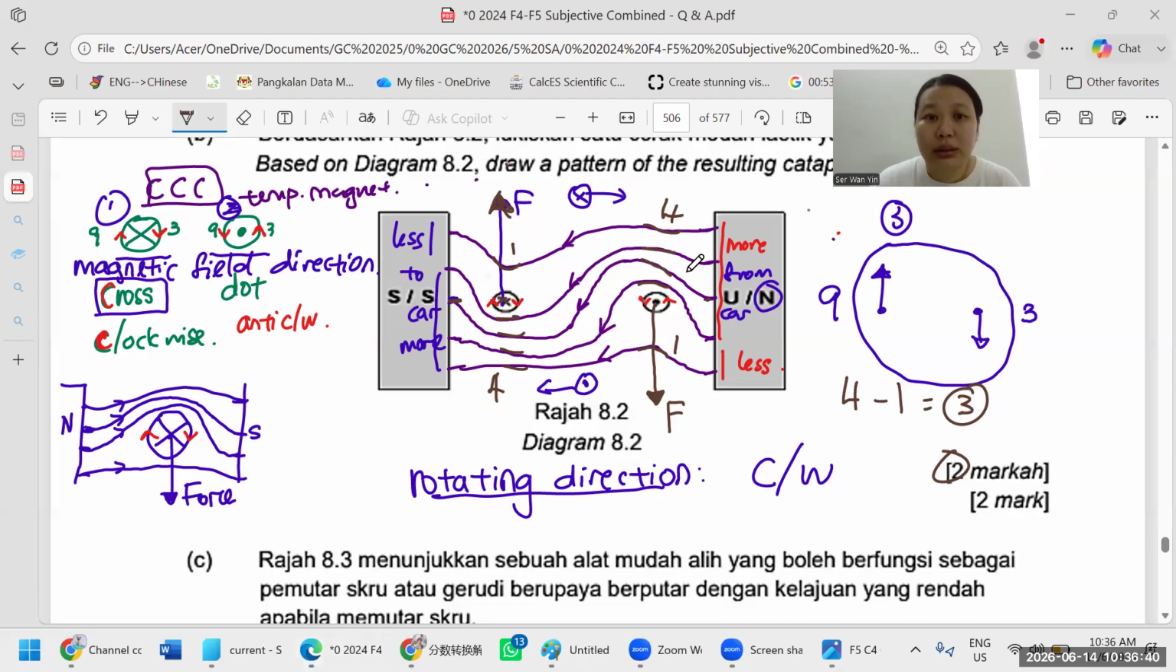Good. Then, Fleming left-hand rules. Normally, if they ask you to show direction, it's 1 mark. But if drawing, 2 marks. And somehow on that day, you all hadn't seen the Fleming left-hand rule yet. I explained online, you also could not understand. So I will guide you all to know how to draw this first.